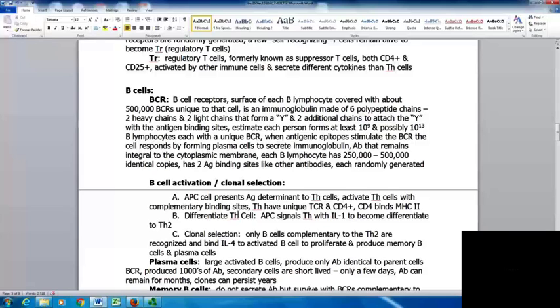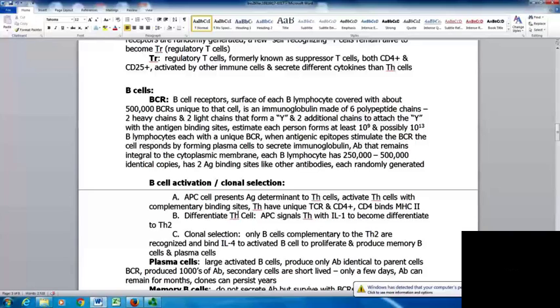It's estimated that each person forms at least 10 to the 9th and possibly as many as 10 to the 13th B lymphocytes, each of which is going to have a unique BCR. So when the antigenic epitopes stimulate the BCR, the cell responds by forming plasma cells to secrete immunoglobulins.